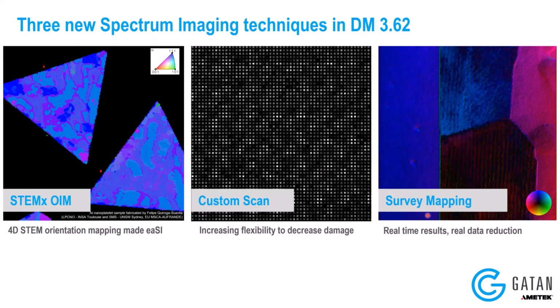And then the last thing is survey mapping, which is the ability to do, for example, real-time live differential phase contrast imaging, as we're seeing here in this sample, but also virtual aperture imaging too. So we're constantly working on developing new features and analysis techniques for 4D STEM here at Gatan. And these are just some of the newest ones that we have been working on recently and just released.